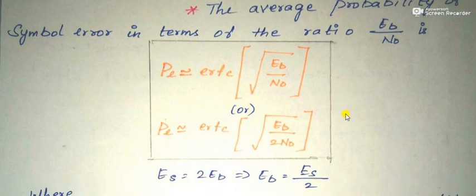Probability of error of QPSK: the probability of error is equal to the error function of root of Eb by N naught. In ASK it is Eb by 4 N naught, so the noise is very high in ASK, but here the noise is very low, so the erfc is root of Eb by N naught.